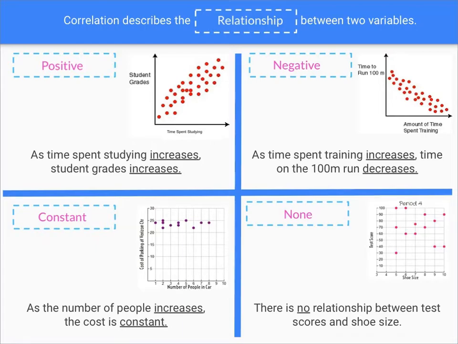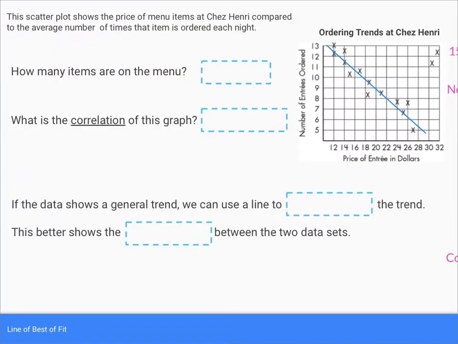Now that we've talked about correlation, let's talk about the line of best fit. So here we're talking about the line of best fit. It says this scatter plot shows the price of menu items at Chez Henri's compared to the average number of times that the item is ordered each night. So how many items are on our menu? To do that, we simply count the number of X's, the number of dots, however many things are shown on the graph. That will tell us how many items are on the menu. So if we count all of our X's up here, we should get 15. So there are 15 items on our graph.